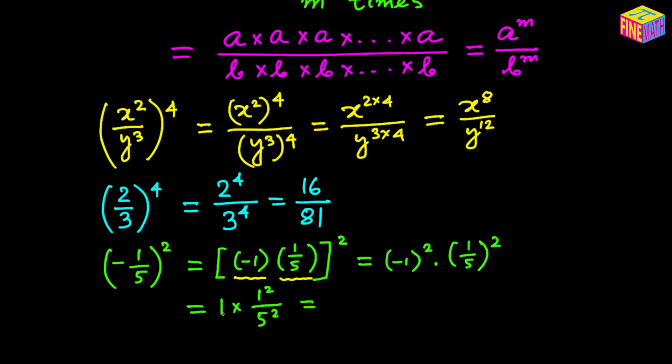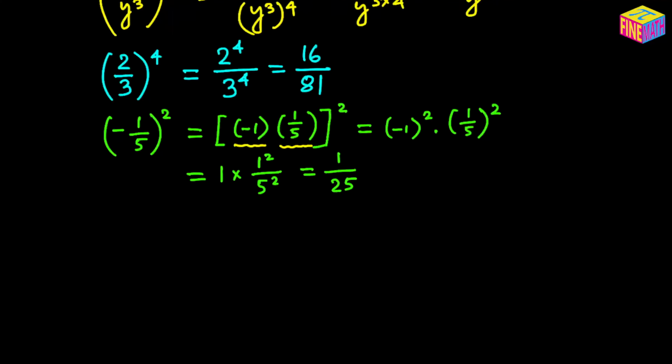So this will be 1 times anything, right? So I'm not going to write the 1 again. So in the numerator we are going to get 1, and then in the denominator we are going to get 25. So this is actually 1 divided by 25, or 1 over 25. So 1/25th, that is the answer for negative 1/5 whole squared.